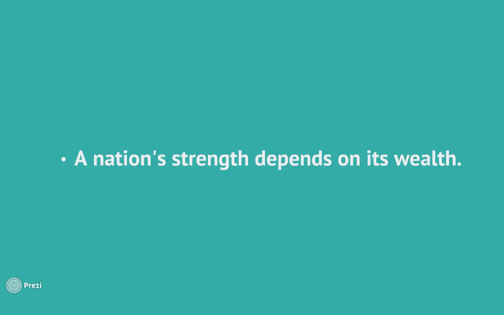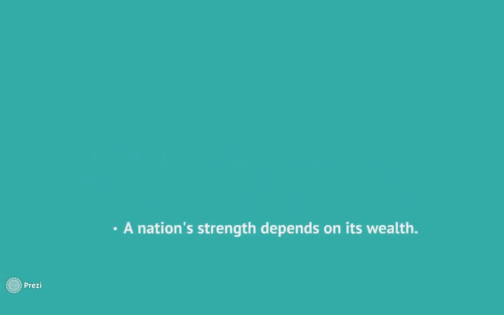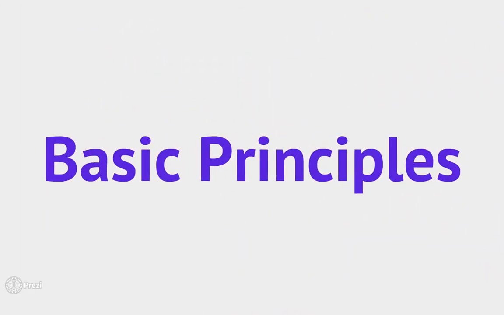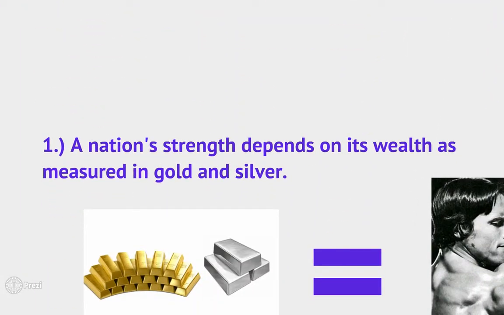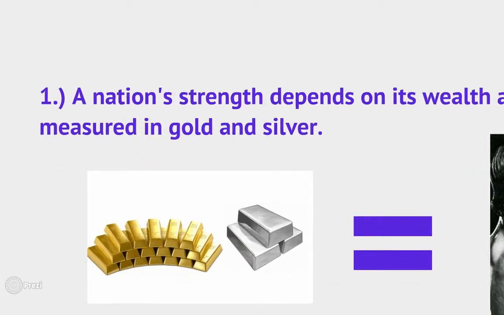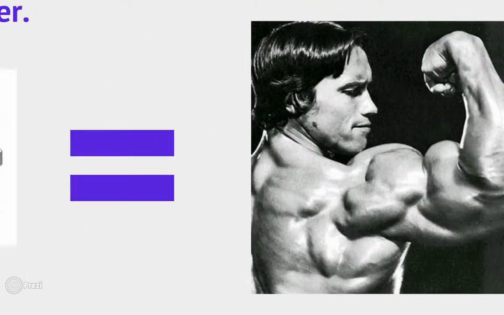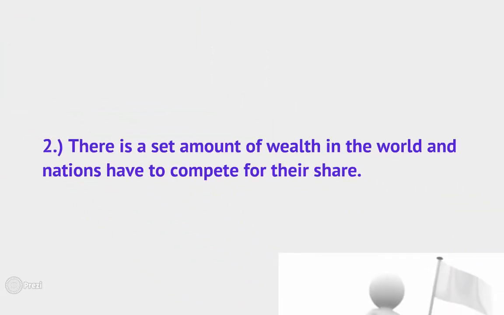So, when we talk about mercantilism, this is going to be a new thing that deals with trade and wealth. Mercantilism is the belief that a nation's strength depends on its wealth. Here are the basic principles. One, a nation's strength depends on its wealth as measured in gold and silver during this time. Two, there is a set amount of wealth in the world, and nations have to compete for their share.